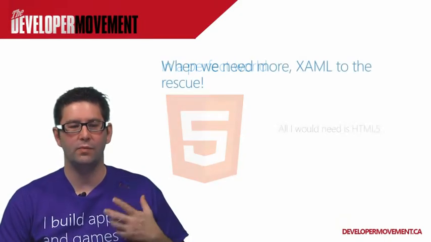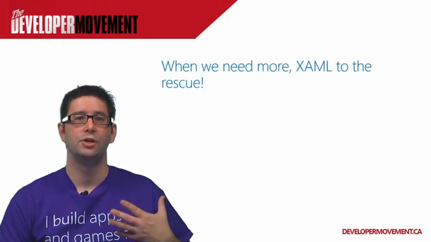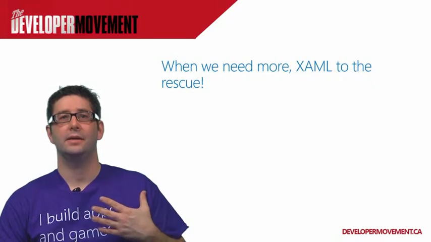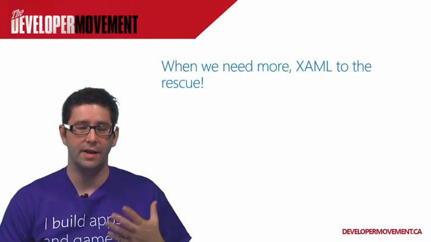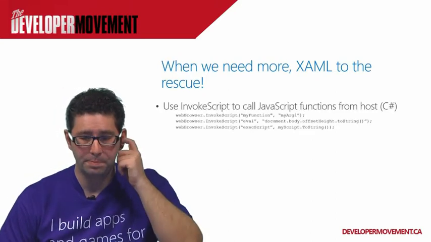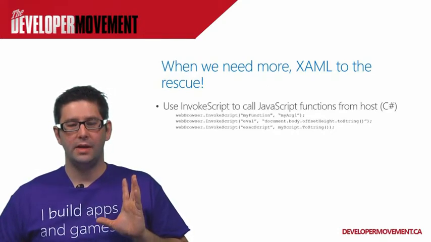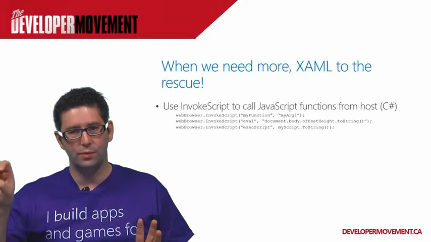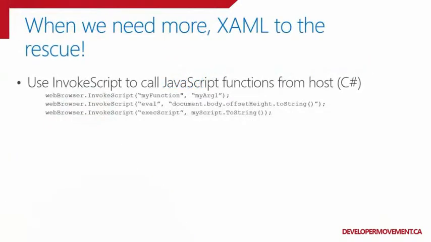So let's take a look at what we can do to make sure that you have a full experience for your application, should you want to provide more functionality beyond what the browser can give you. And in this case, for Windows Phone, XAML comes to the rescue. So for example, if you want to do something in C# that actually talks to the web page itself, you would use the invoke script functionality.